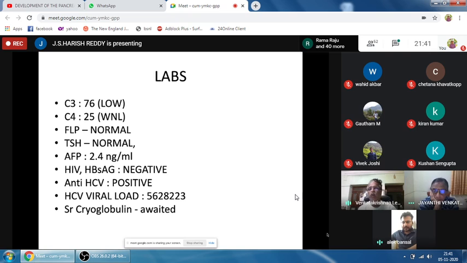What does this suggest? Yeah, this suggests immune complex related deposition, sir. In a glomerulus, it suggests a membranoproliferative glomerulonephritis. Our serum cryoglobulin is awaited. How do you check for serum cryoglobulin?